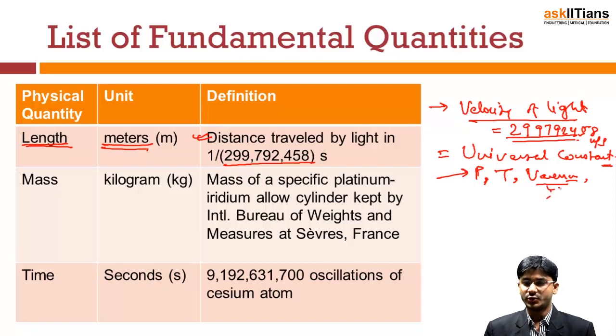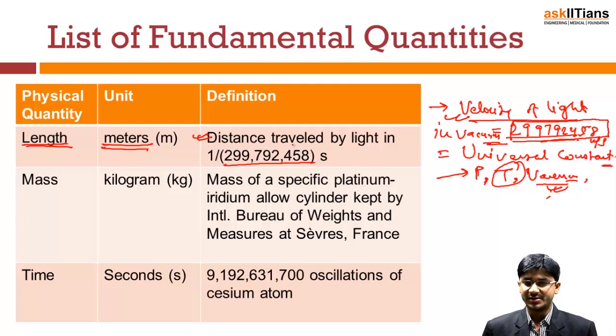This is the velocity of light in vacuum. It will remain the same even if the temperature is 40 degrees Celsius or 30 degrees Celsius. If someone measures it from Mars, or from Jupiter, or from Earth, everyone will find that this is the velocity of light.